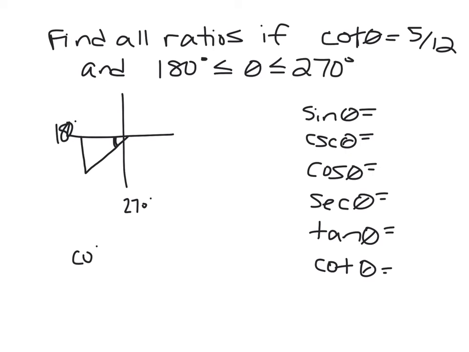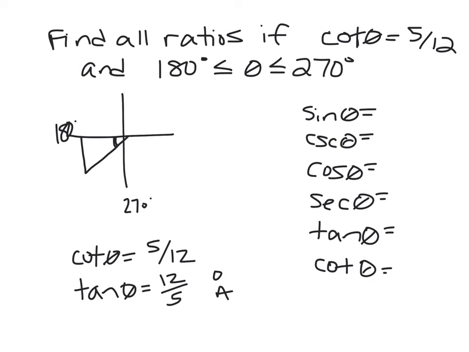Now, I don't really like thinking about cotangent. I like thinking about tangent. So if cotangent is 5 over 12, that means tangent is the reciprocal. Flip it, 12 over 5. And tangent I have memorized as O over A. Plus, I'm going to have to answer that anyway later, so I might as well do it now. So opposite would be 12, and adjacent would be 5. But we're in quadrant 3, so both my x value and my y value need to be negative.